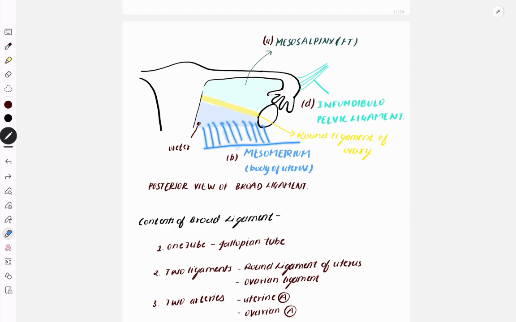It further extends towards the ovary as well as the ovarian ligament as well as joins to the body of uterus. So this whole part of the broad ligament is called as mesometrium. It starts from the pelvic floor, extends towards the ovary, extends towards the ovarian ligament, and further it joins to the body of uterus. This whole part of the broad ligament is called as the mesometrium.